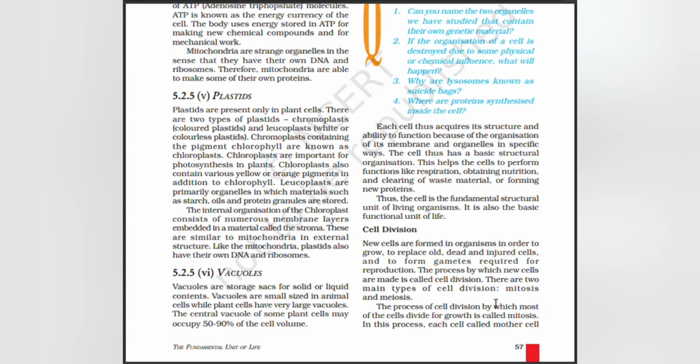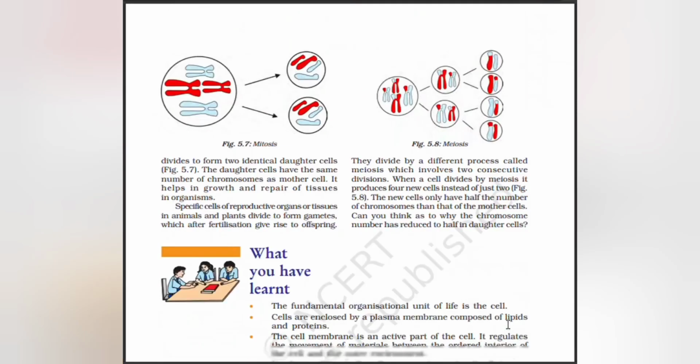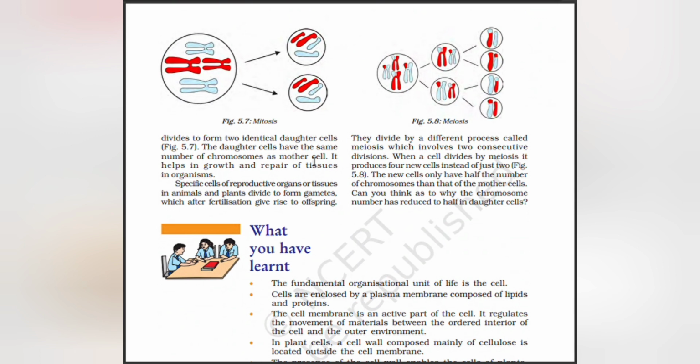The process of cell division by which most of the cells divide for growth is called mitosis. In this process, each cell, called the mother cell, divides to form two identical daughter cells. The daughter cells have the same number of chromosomes as the mother cell. It helps in growth and repair of tissues in organisms.